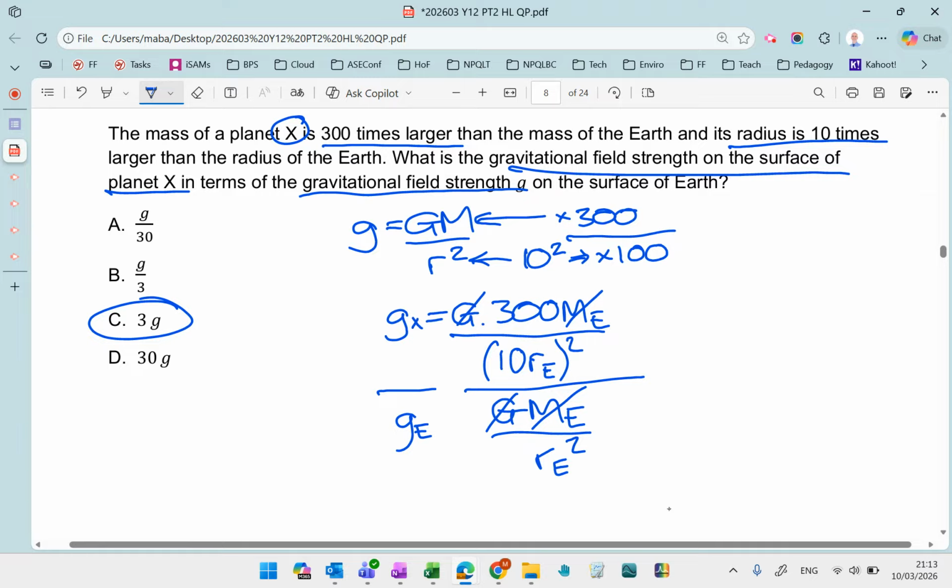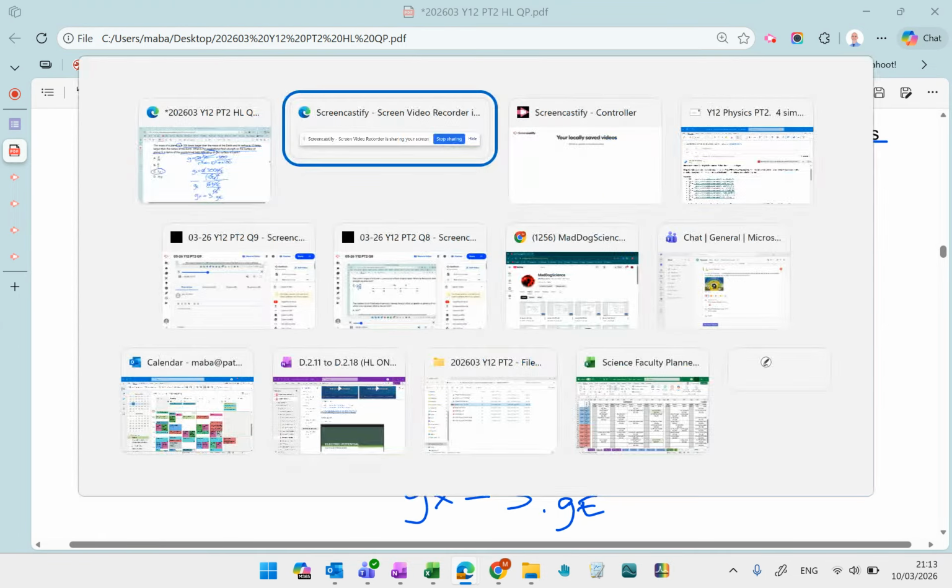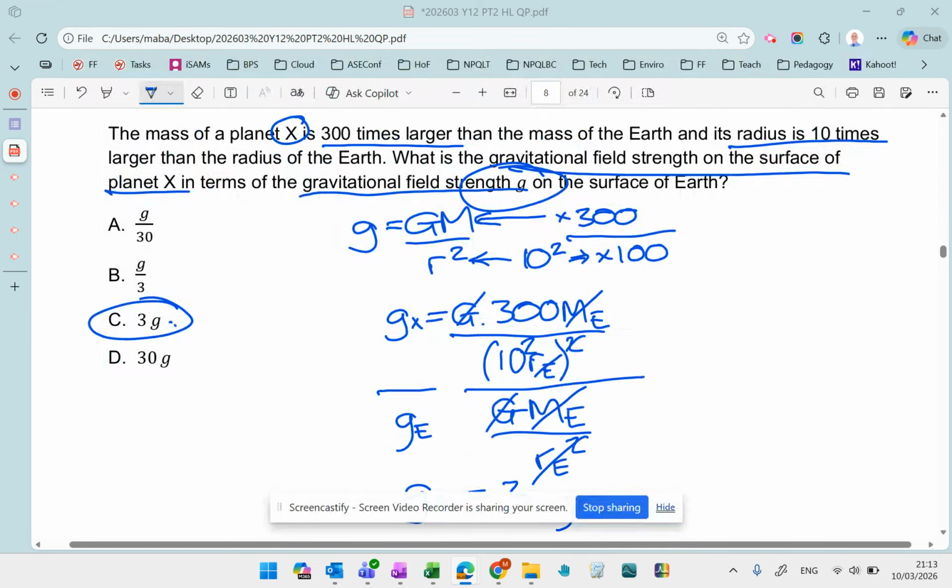And then, careful, this bottom bit works out to be 100 RE squared, so that's 10 squared there, and it's exactly what we did above. You'll see that GX is now equal to 3 times GE, and in the question, they said the gravitational field strength on Earth is just lowercase g, so it's this answer here. Alright, so the long way and the short way: the short way is appropriate for paper 1, the long-handed method is appropriate if it was a paper 2 question.